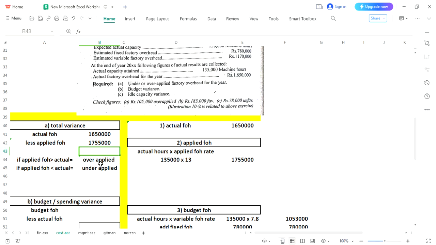And finally, you can see it has been written less. You will subtract it to calculate your total variance. Actual FH is this, and you are going to calculate the difference. So how would you calculate the difference? 17,55,000 minus 16,50,000, and you have got your first difference, 105,000.